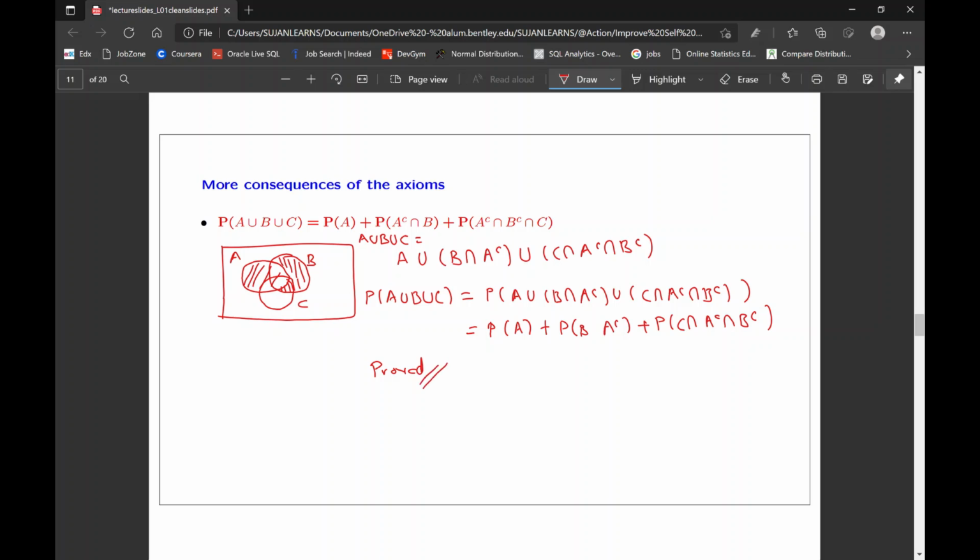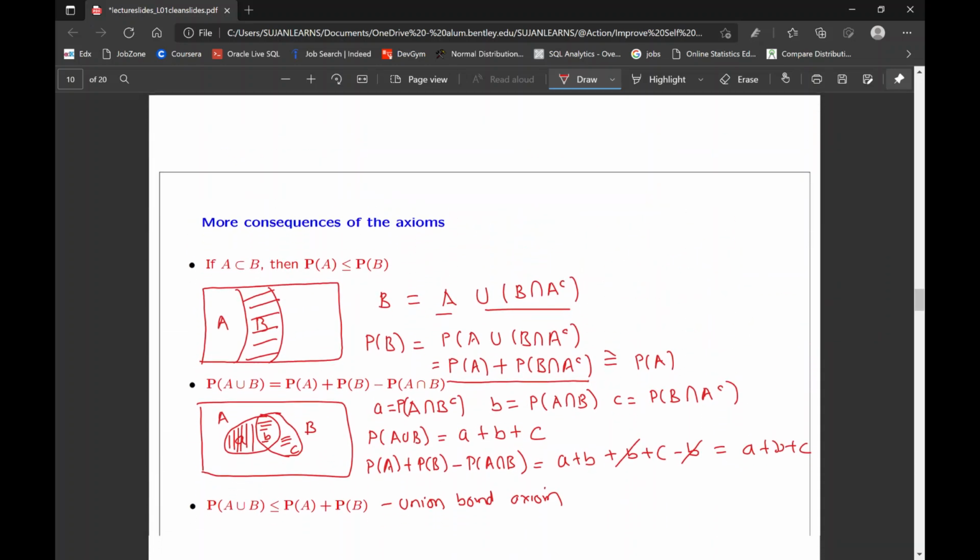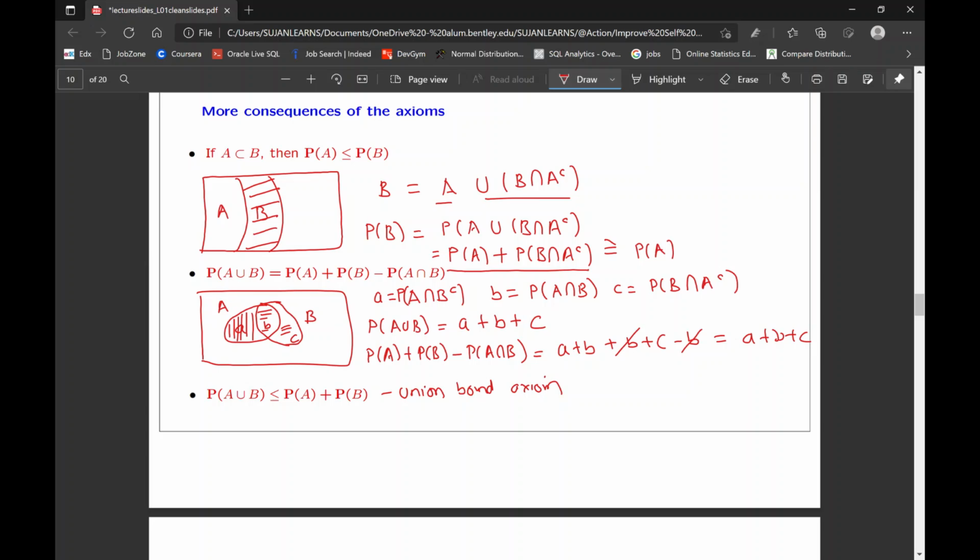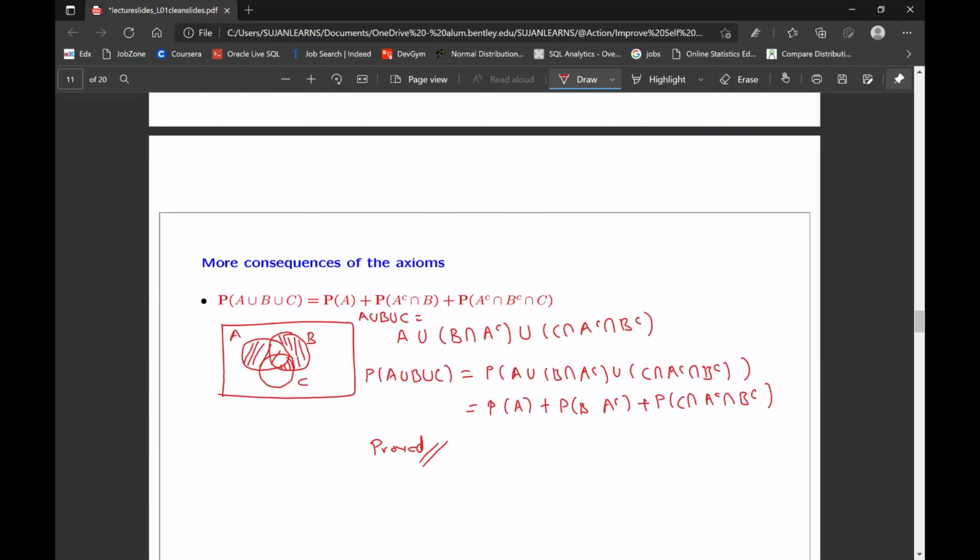Let me quickly summarize what we discussed today. We discussed four axioms. One is, if A is smaller than B, then probability of A is less or equal to probability of B. Given A and B are disjoint, probability of A union B equal to probability of A plus probability of B minus probability of A intersection B. And thirdly, as consequence we have proved, probability of A union B is equal or less to probability of A plus probability of B. This is called union bound axiom. And lastly, given A, B, and C are disjoint, probability of A union B union C is equal to probability of A plus probability of B intersection A complement plus probability of C intersection A complement B complement.